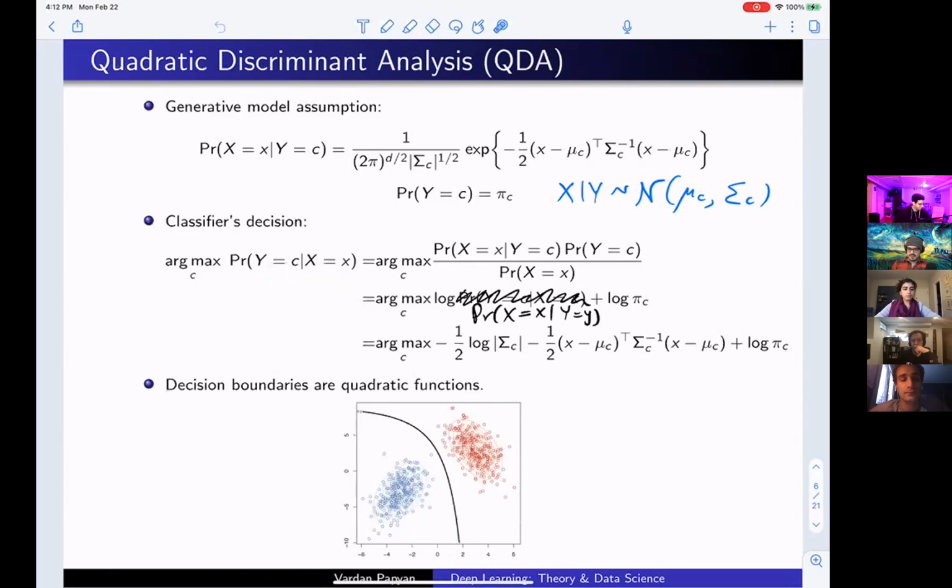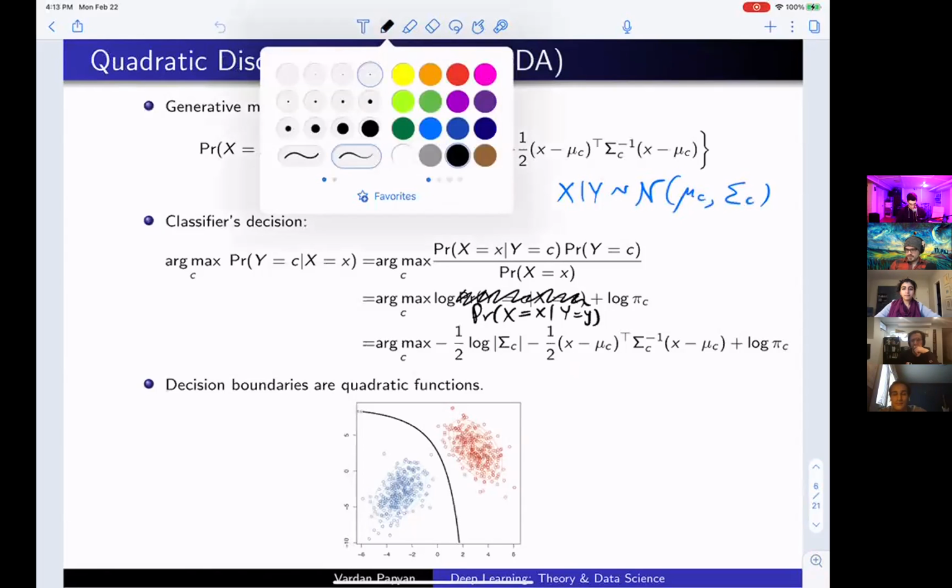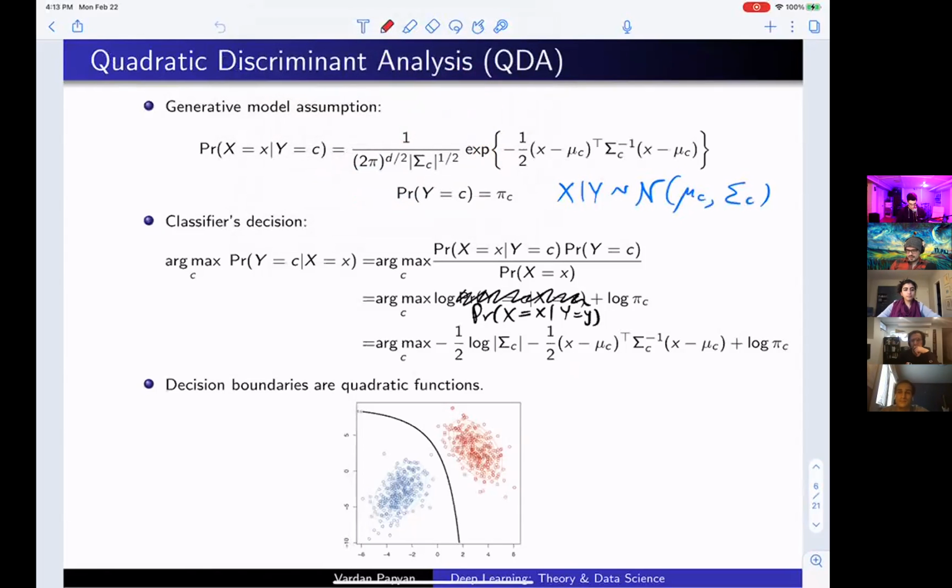And essentially the choice of the class reduces to some type of a quadratic function that depends on the class means and the class covariances. Feel free to ask questions, by the way, even if it's me recapping what happened last time. So for example, here would be mu1, let's say, and here you would have mu2, right? And here you would have sigma 1, and here you would have sigma 2.